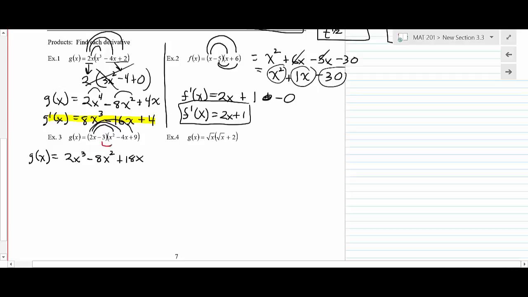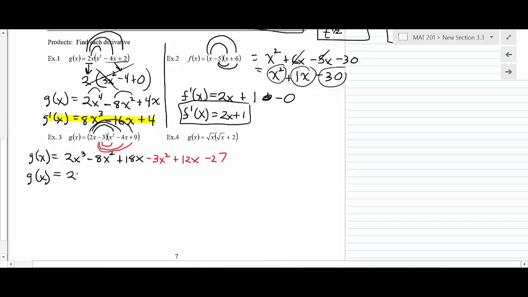Negative 3 times x squared is negative 3x squared. Negative 3 times negative 4 is positive 12x. And then negative 3 times 9 is negative 27. Does that look familiar? You start getting into heavy algebra background stuff at this point in the class from here on out. So now you've got like terms, so put them together.